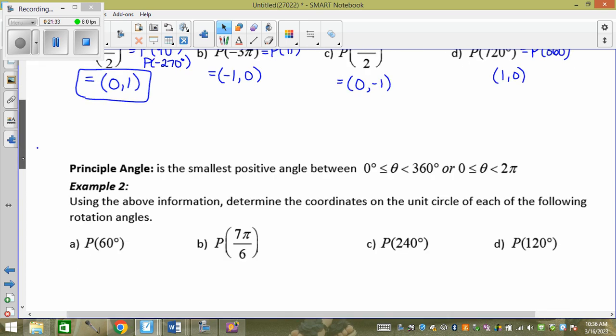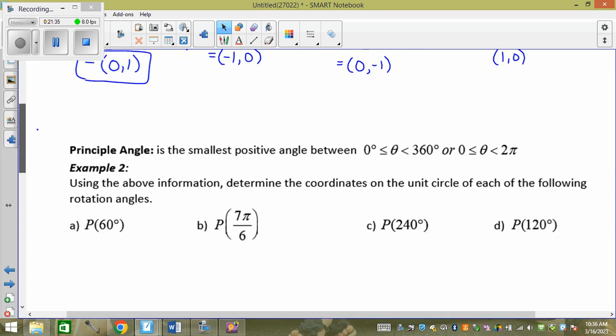Now, principal angle is the smallest positive angle between 0 and 360 and 0 and 2 pi. And I was making you find it because it's a lot easier to pull the angle off the unit circle if you can look for the actual angle that's on here. A lot of people find it hard if you have to visualize rotating a whole bunch of times, right? But if I wanted to with 720, I could. So this would be 360 going around in a circle. And then I would go, okay, another 90, another 360. Oh, 720 lands me on the same spot as 360. Like I could literally rotate it.